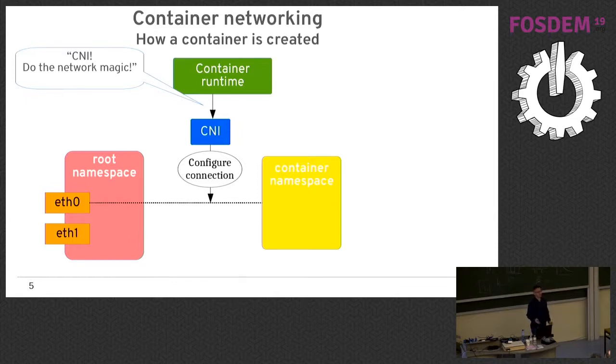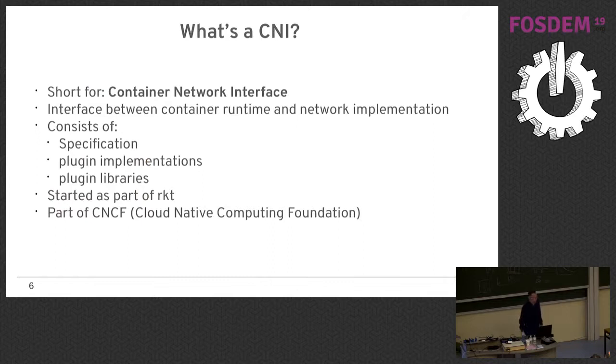Most container runtimes use a plugin architecture. In rkt or Kubernetes, CNI is used. CNI is just a specification that defines the interface between the container runtime and the network implementation. CNI is short for Container Network Interface. It is a simple specification between the container runtime and the network implementation.